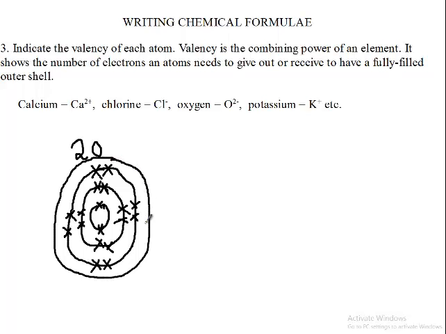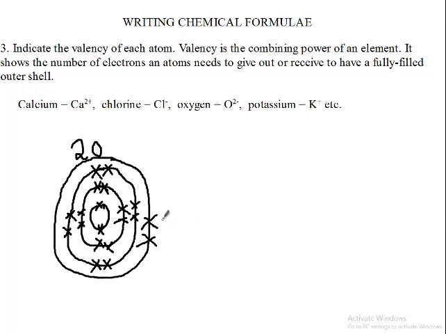Now calcium will need to form a bond. We'll need to get a fully filled outer shell. Now which is easier? Giving out 2 electrons or taking in 6 electrons. Clearly, giving out 2 electrons is much easier.